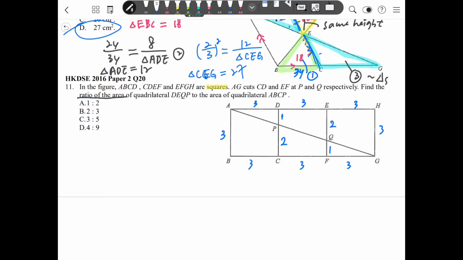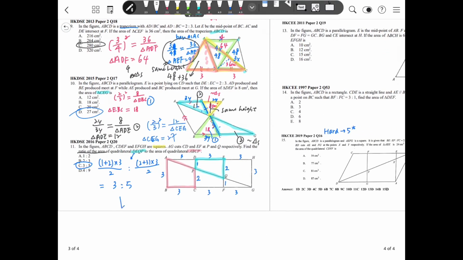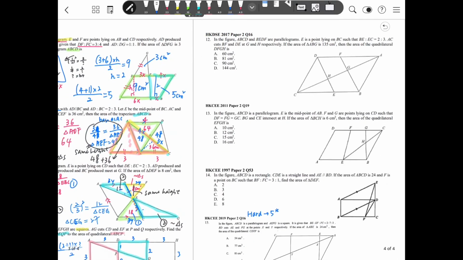In this case, we want to find the ratio of the area of DEQP, this area, and also the other one, ABCP. So what we need to do is find the area of the trapezium. The blue one would be upper base plus lower base times the height 3 divided by 2. Then the other red one would be upper base plus lower base times the height 3 divided by 2. So the answer will be 3 to 5, C. Okay, so try to let the length wisely, for this length 3.